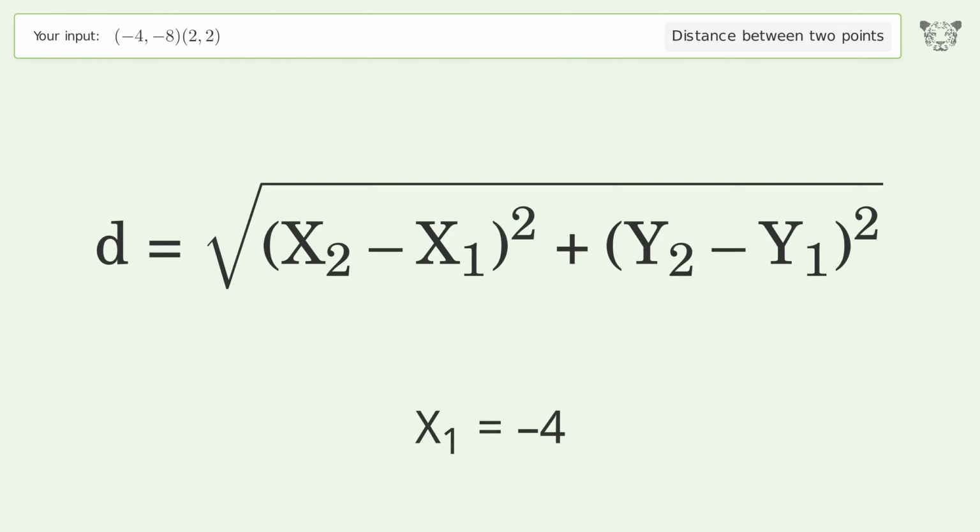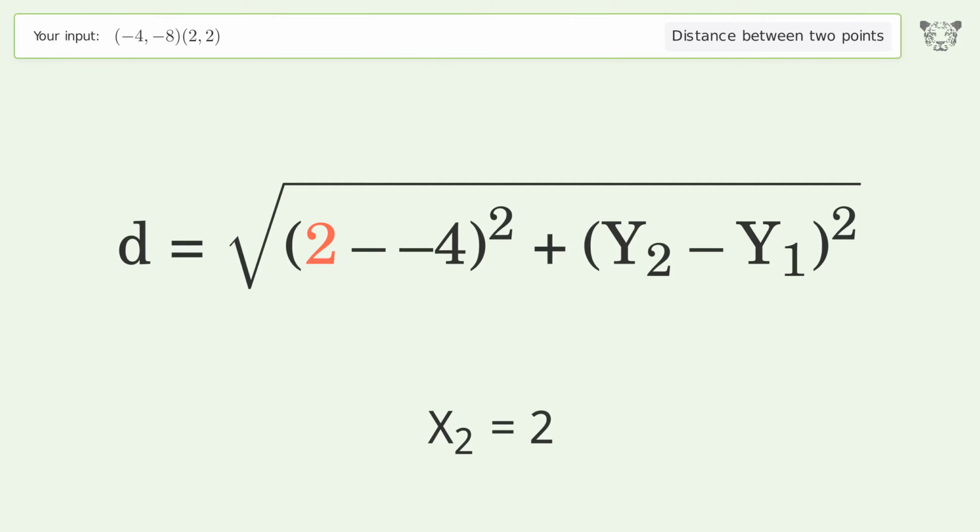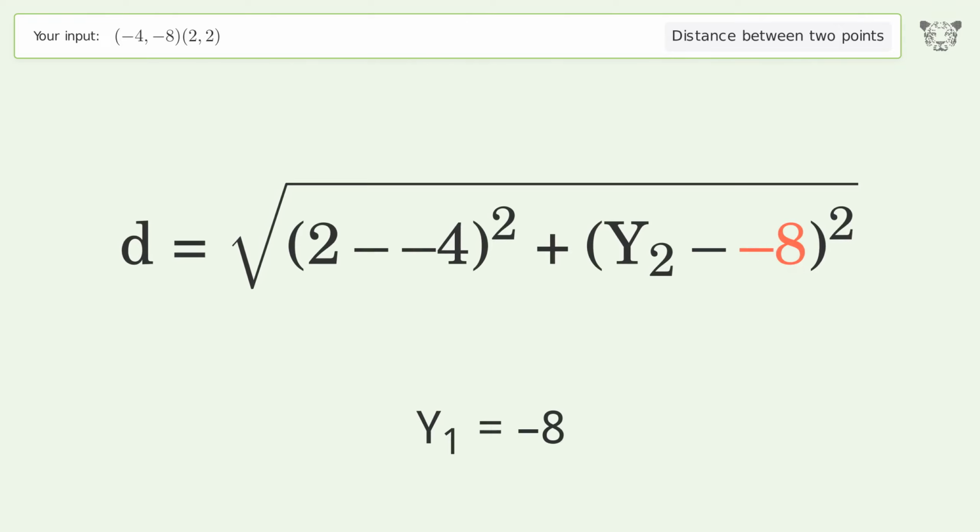x1 equals -4. x2 equals 2. y1 equals -8. y2 equals 2.